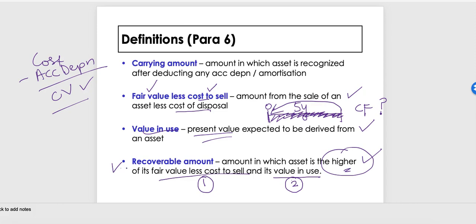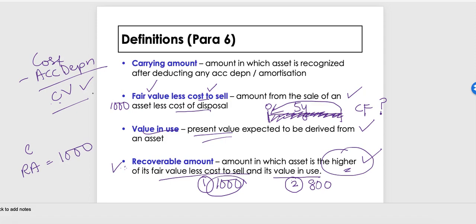And this recoverable amount, you compare with the carrying value. For example, let's put here a fair value less cost to sell of 1,000, and value in use, for example, is 800. So which one is the highest? Of course, this one, this is the highest. So we take that the RA is 1,000.